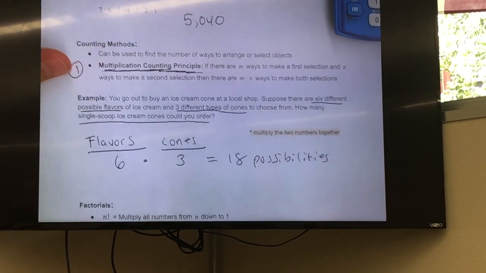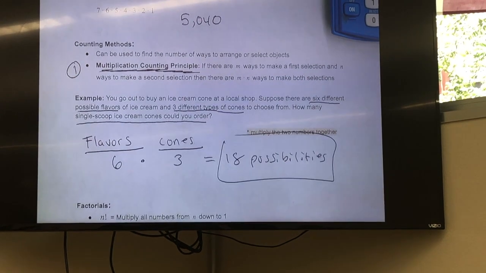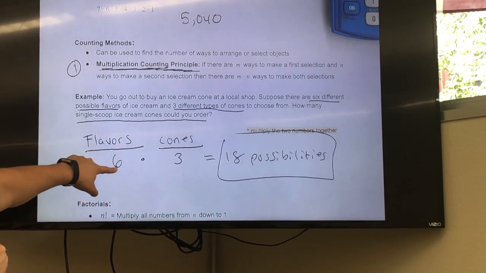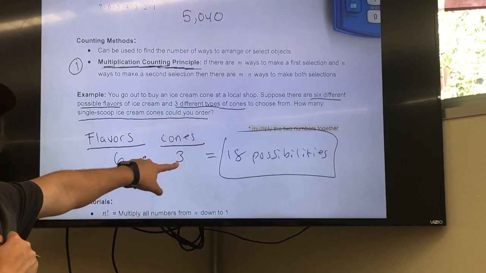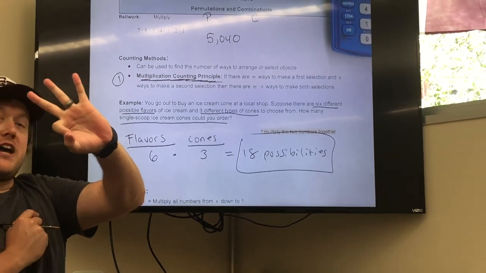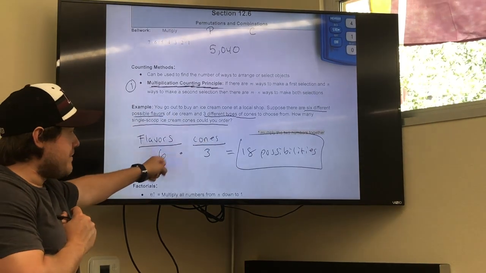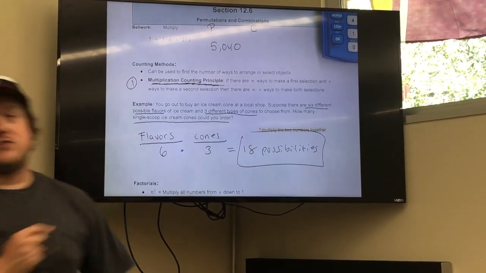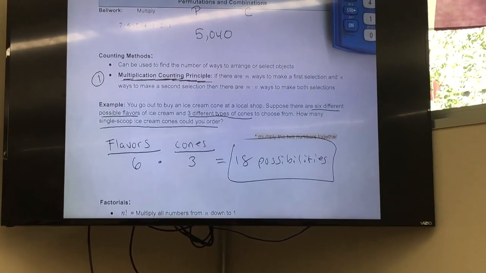Okay? Now, again, if you were to think about this, let's say one of my flavors was a chocolate. Let's say there are 3 types of cones. That would be 3 different selections. So for 6 different flavors with 3 types of cones, there's 18 different ice creams that you can order.